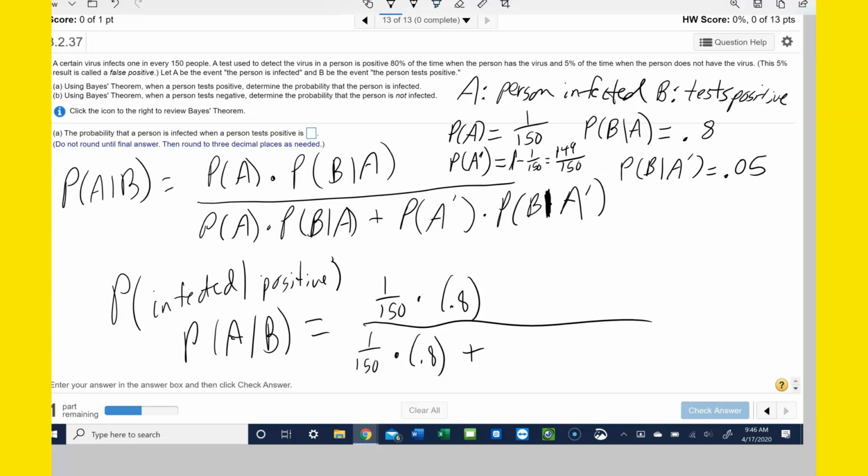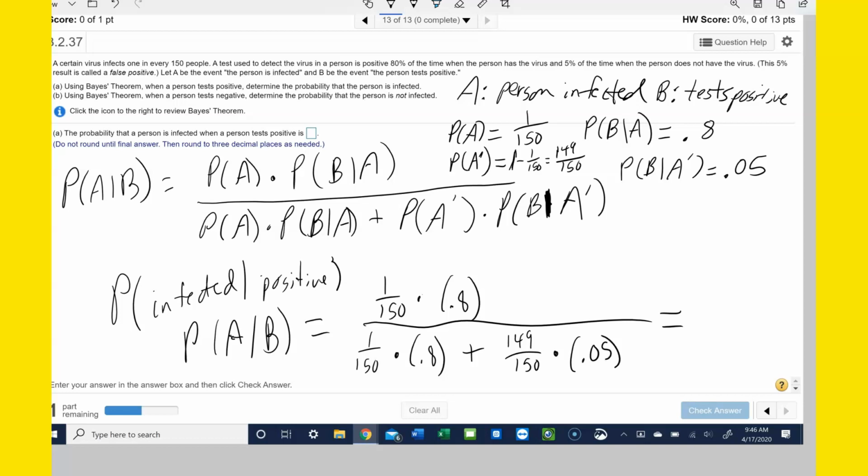Kind of an interesting thing that we're doing this problem right now, and come to think of it, with this whole virus hysteria going on, you've got a much greater chance of not being infected than being infected. So 149 out of 150. That's the probability of A prime, 149 out of 150, times the probability of B given A prime. The probability of B given A prime, we've already said that's the false positive, that's 0.05. So we just do that calculation in our calculator.